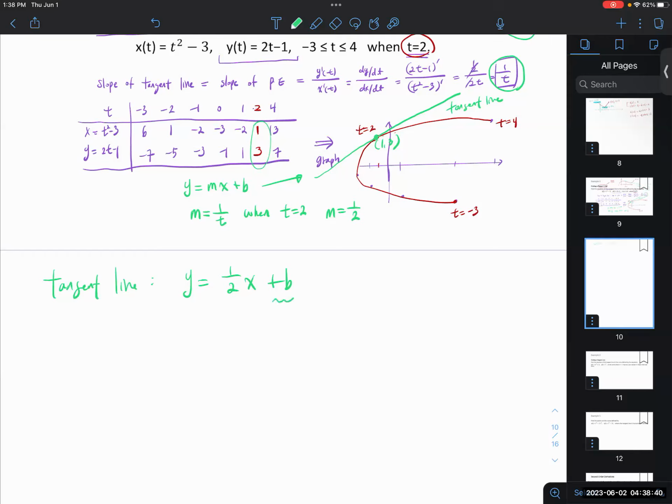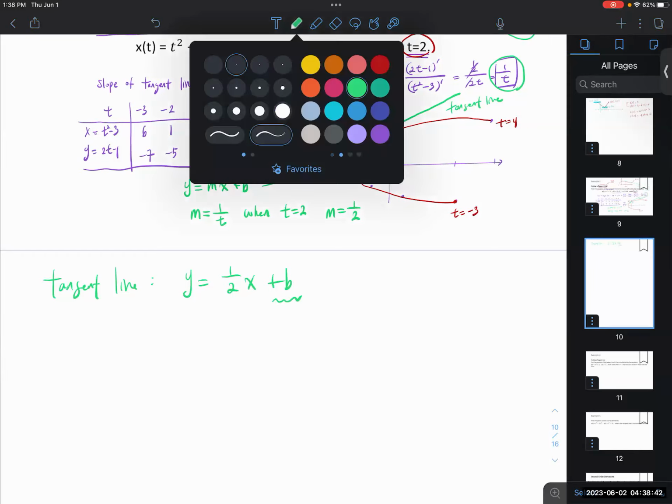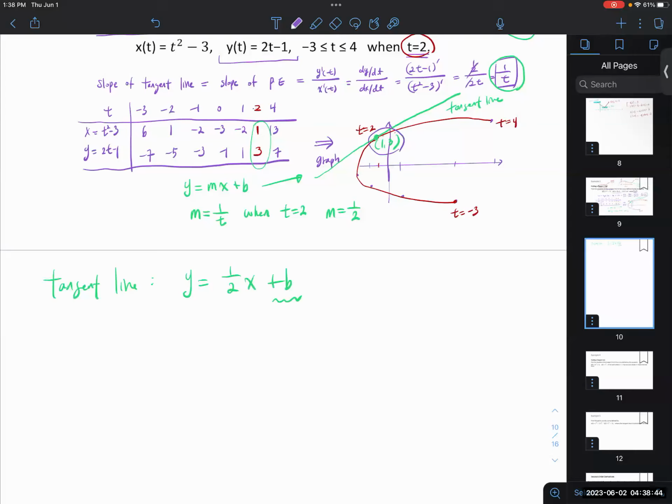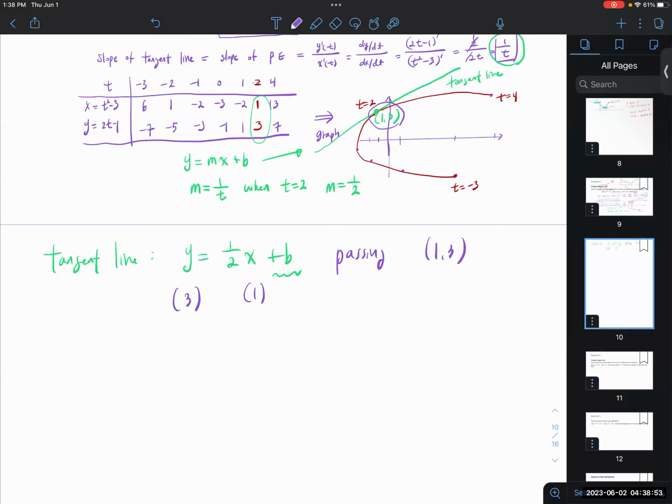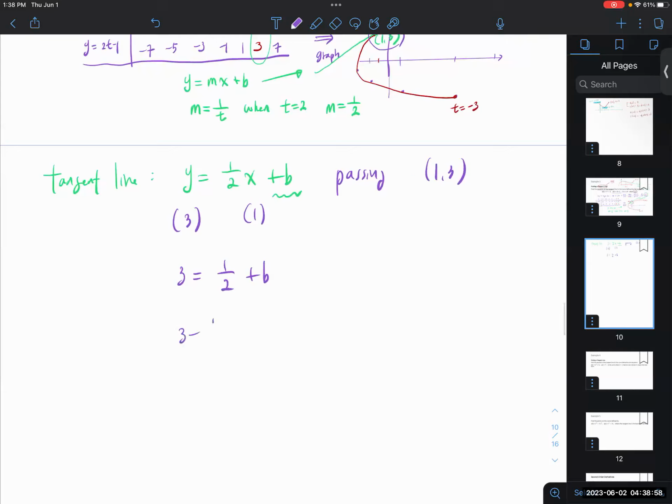And we just need to find out the slope. Then we know the point (1, 3) is on the line, so you're going to plug in 1 and 3. They're passing through (1, 3), so you can find b. So 3 equals 1/2 plus b. 3 minus 1/2, that is b. If you calculate it, 5/2 is b. Therefore, the tangent line we're looking for is y = (1/2)x + 5/2.